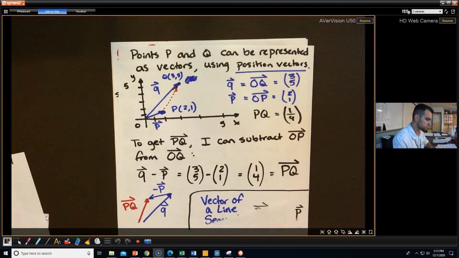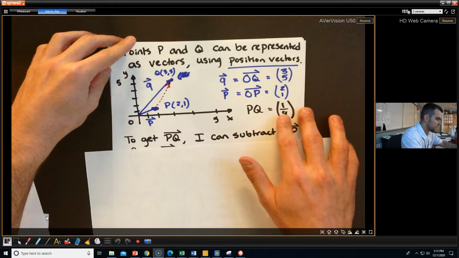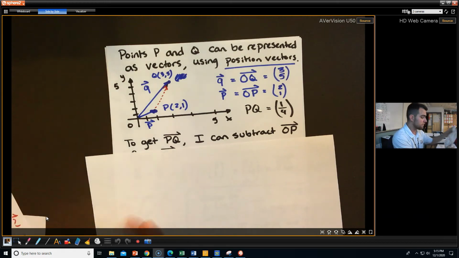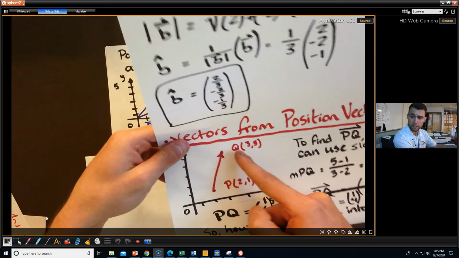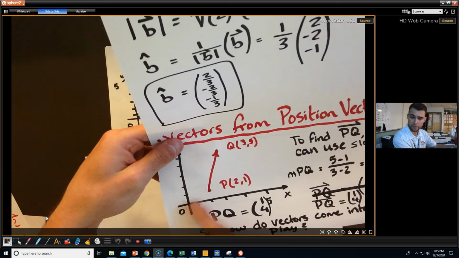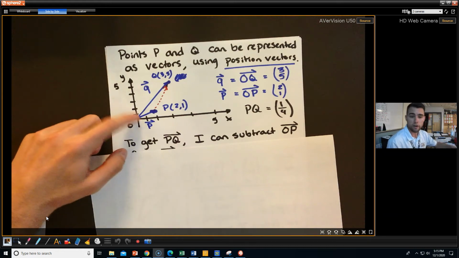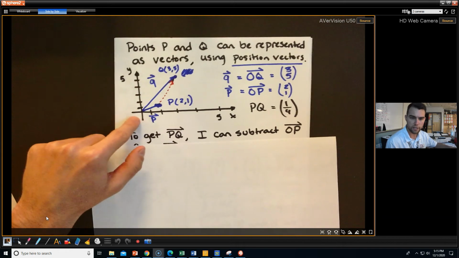So points P and Q, we can actually represent them as vectors using position vectors, because before they were just points on this graph and we found the vector from P to Q. But what if I just want the vector P and the vector Q? Well, typically the position vectors are what we use. And remember, position vectors are vectors that start at the origin. So both this P vector and Q vector are starting here.